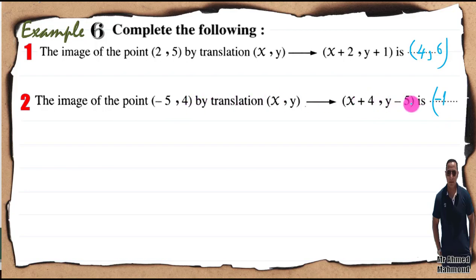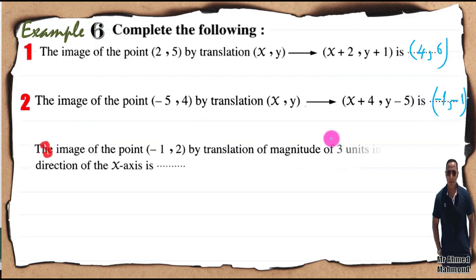And 4 plus negative 5, or 4 minus 5, equals negative 1. Number 3, the image of the point by translation of magnitude 3. Magnitude means the distance. 3 in the positive direction of the x-axis. Okay, that means that we have the translation.